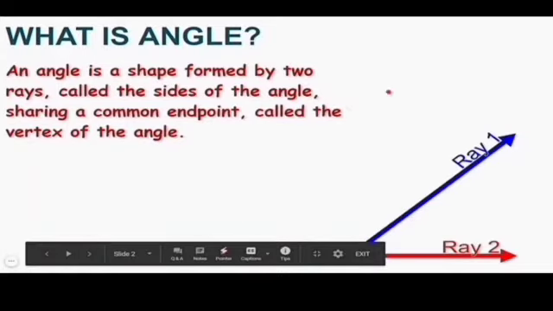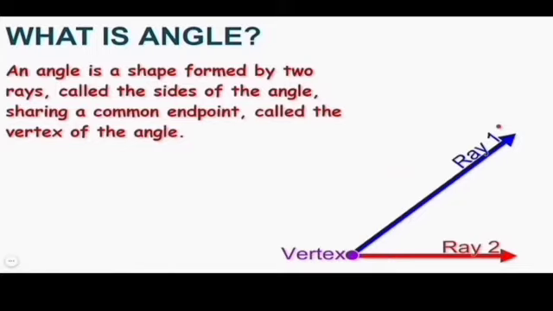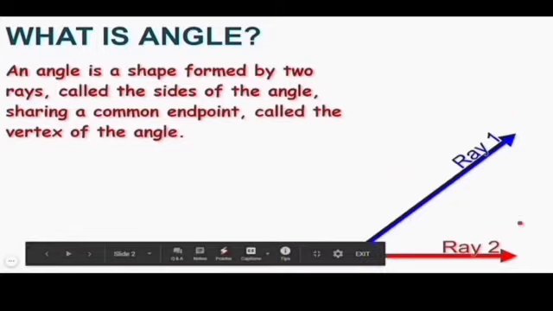So an angle is a shape formed by two rays. That means it consists of two rays called the sides of the angle. This ray is built upon this ray, and it comes over here and forms an angle. The measurement between them is called the angle. This is an angle, where something will be formed between them.